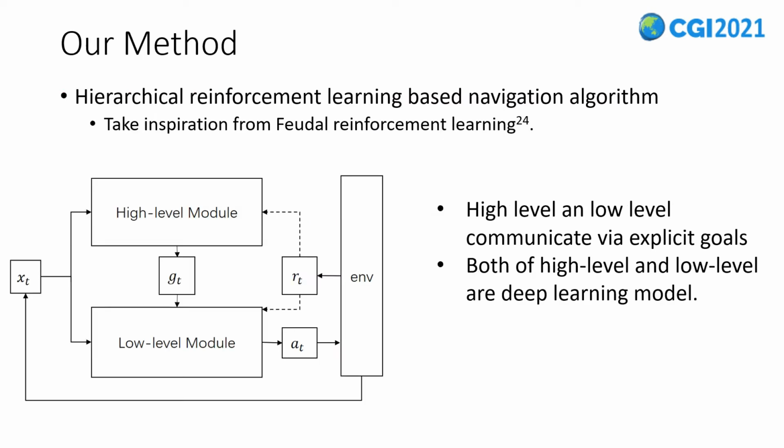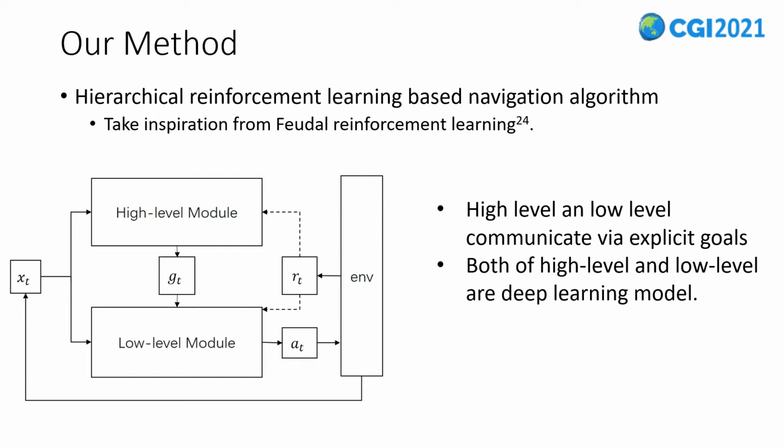In this paper, we present a hierarchical reinforcement learning-based navigation algorithm. This figure shows the overview of our method. Our model takes inspiration from feudal reinforcement learning. There are two levels in our model, where the high level and low level communicate via explicit calls. We use this two-level structure to decouple the navigation task into target driving and collision avoidance, leading to a fast and stable model to be trained.